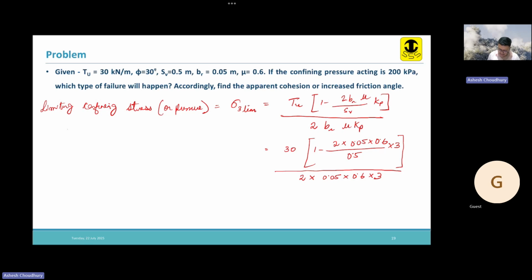So how are you getting Kp as 3? Kp is what? 1 plus sine phi by 1 minus sine phi. Put phi equal to 30 degrees and this is 3. So this is coming out as 106.7 kPa. Now our acting sigma 3 is 200 kPa, which is greater than this limiting value. Tell me which kind of failure will happen, pull out or rupture. It is greater than the limiting value, so rupture will govern, right?